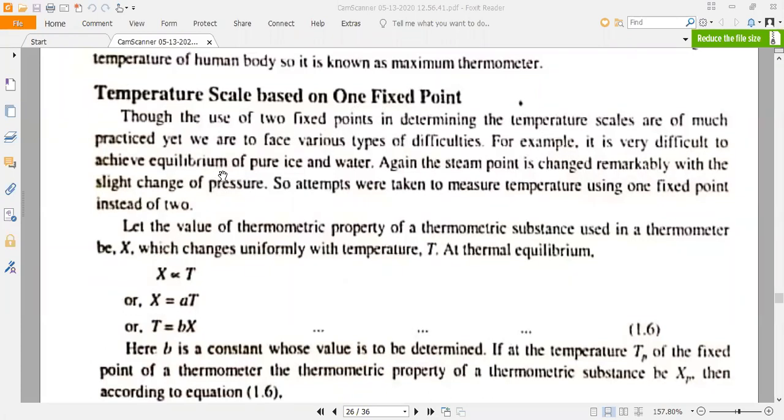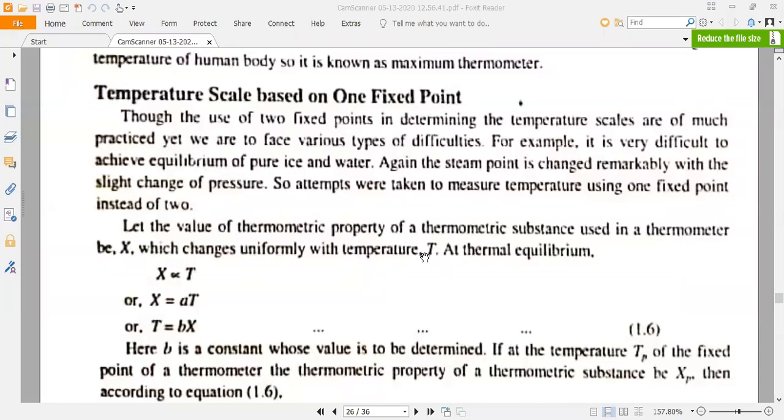so we saw that with the change of pressure the steam point changes. So attempts were taken to measure temperature using one fixed point instead of two। মানে দুইটা ফিক্সড পয়েন্টের বদলে একটা ফিক্সড পয়েন্ট দিয়ে কি মেজার করা যায় কিনা সেটা ওরা চেষ্টা করছে। So let the value of thermometric property of a thermometric substance used in a thermometer be x। এটা তো আমরা জানি যে আমাদের এখন যে টেম্পারেচার ওই টেম্পারেচারে এটা হচ্ছে x, which changes uniformly with temperature T, is a capital T.